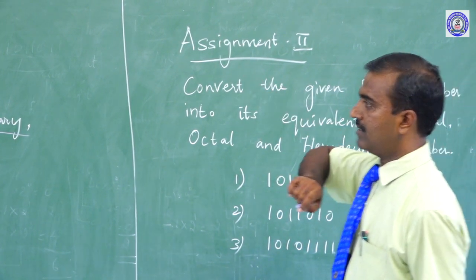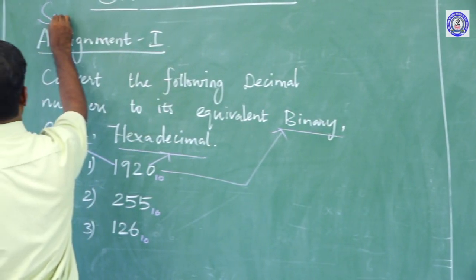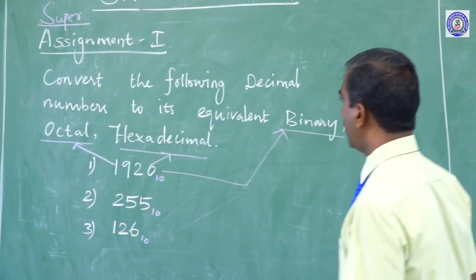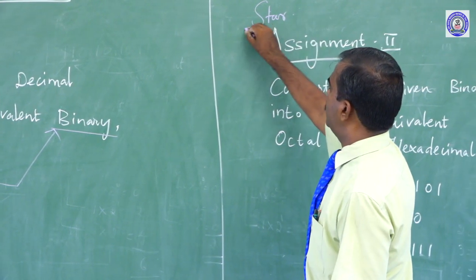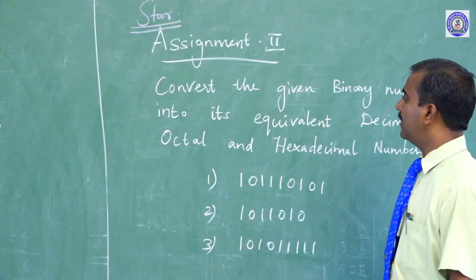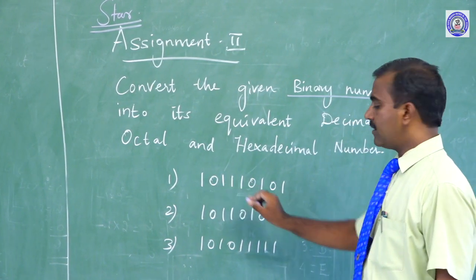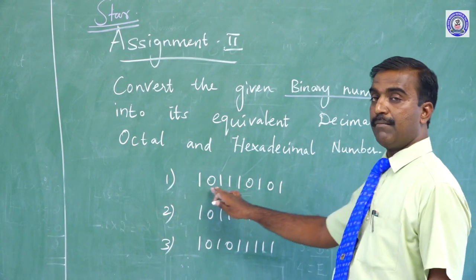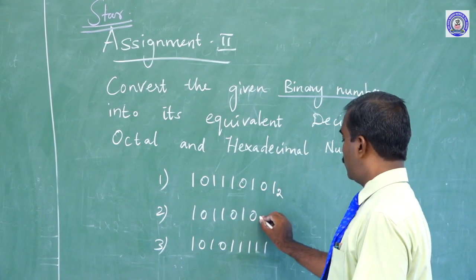Okay, but the second assignment is a super assignment. This is the star assignment. What should this star assignment represent, sir? We learned binary numbers. A binary number is given. How can I judge that this is a binary number? The number should be zeros and ones, with base value 2.